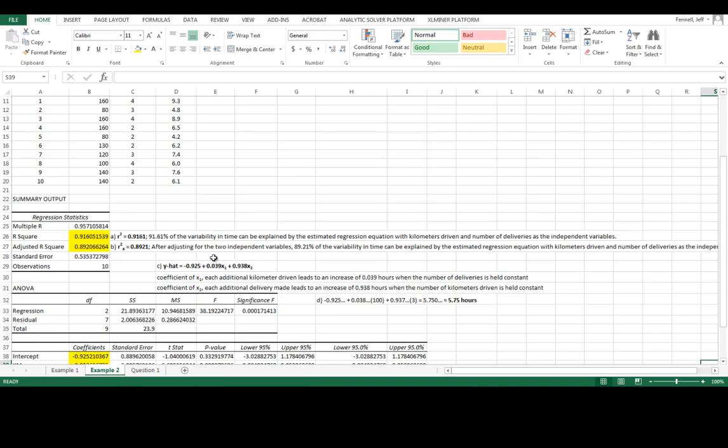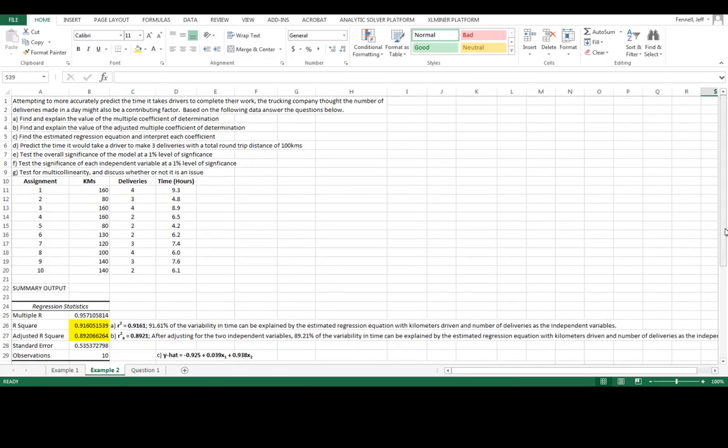For part C, we stated our answer to 3 decimal places just so we could state a final answer. But as we continue forward in parts D, E, F, or further parts of the question, we should always revert back to the full unrounded answers. And what we should get, rounding our final answer for part D to 2 decimal places, we get a prediction. It would take 5.75 hours to complete 3 deliveries with a total round trip distance of 100 kilometers.